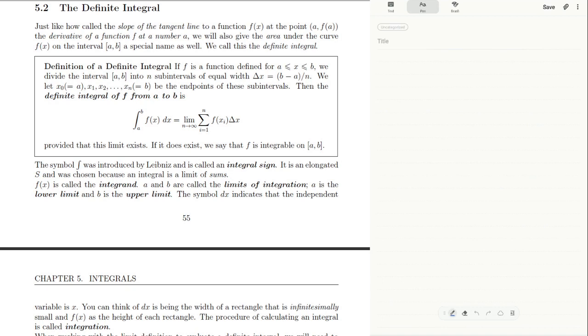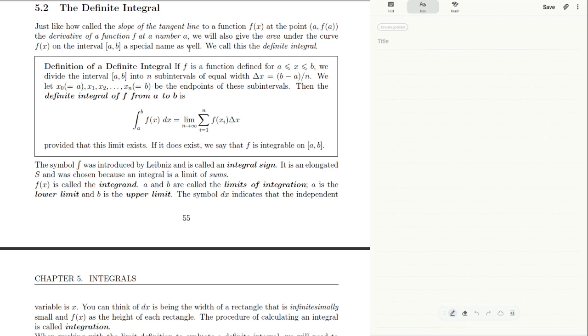Hello everyone, welcome back. In this video, we're going to talk about the definite integral. Now, just like how we defined the slope of the tangent line to be the derivative of the function, we will also give the area underneath the curve a special name as well. And this is called the definite integral.